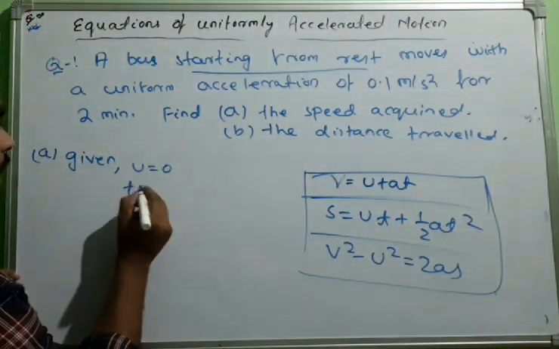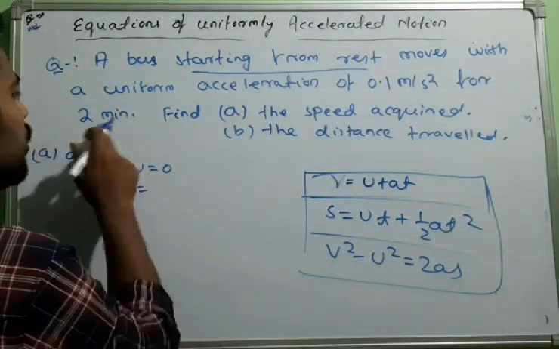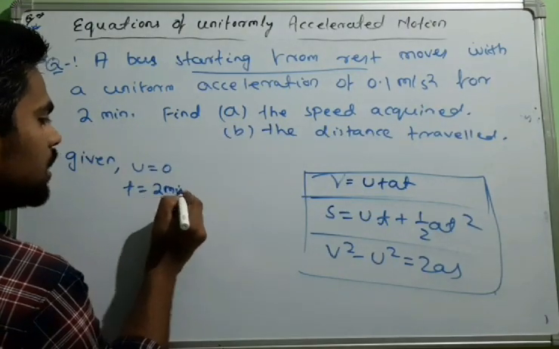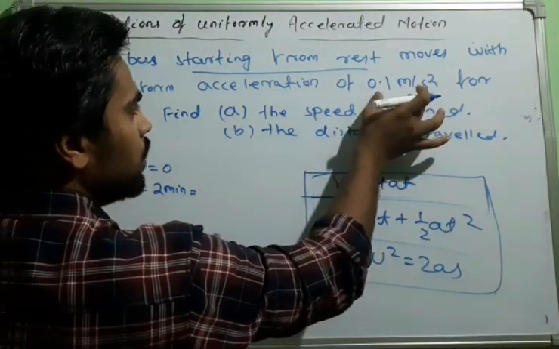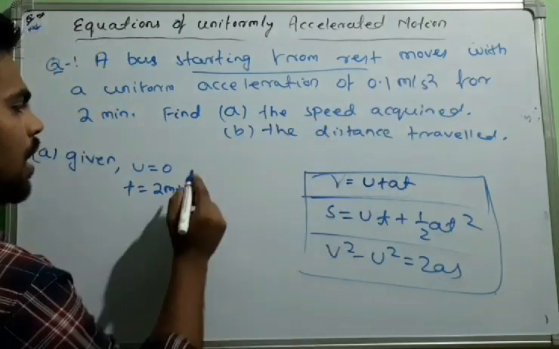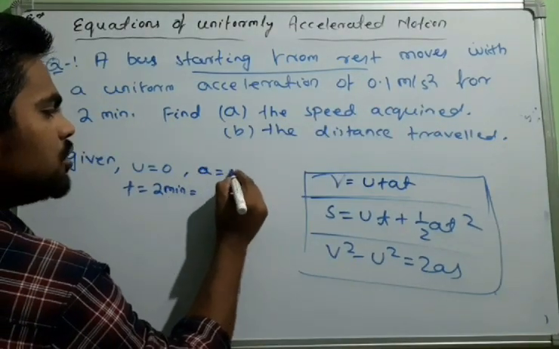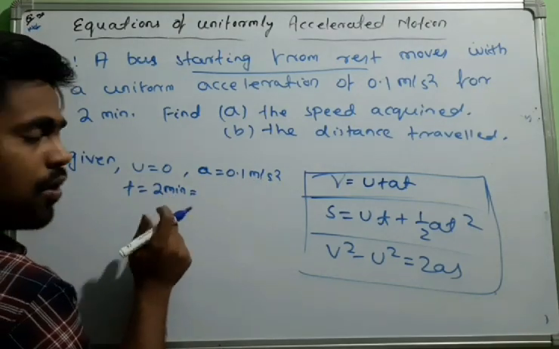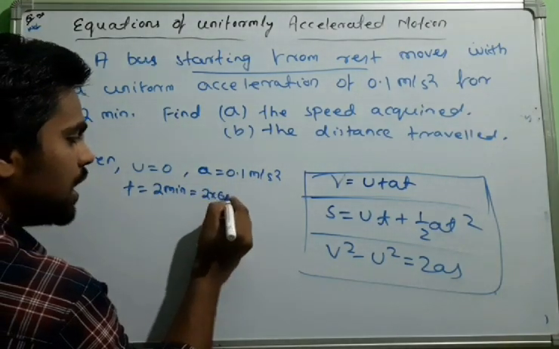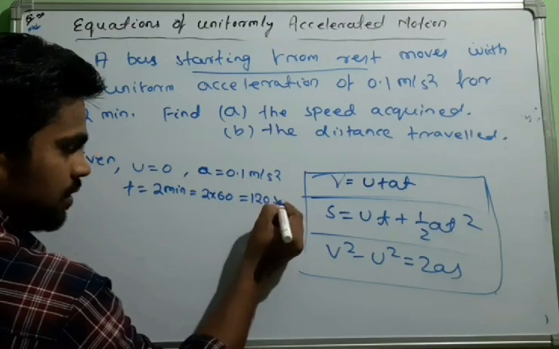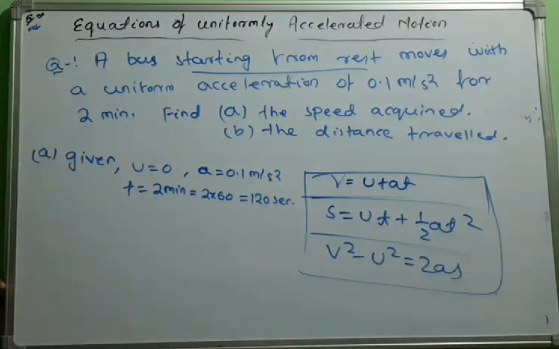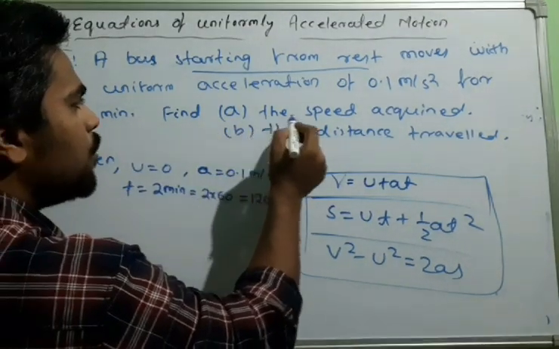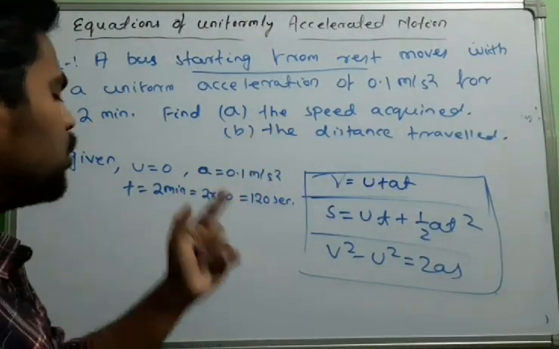Time is given: t is equal to how much? 2 minutes. Acceleration is given as 0.1 meter per second square. Here seconds are needed, so you have to convert 2 minutes to seconds. 2 into 60 is equal to 120 seconds. Clear or not?